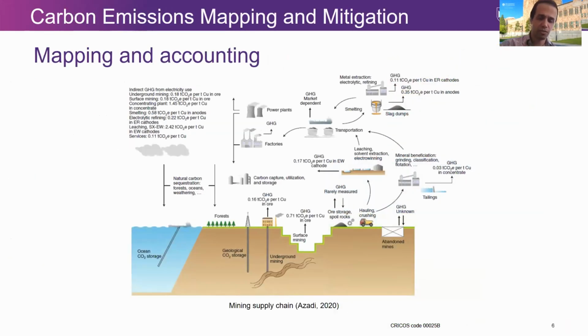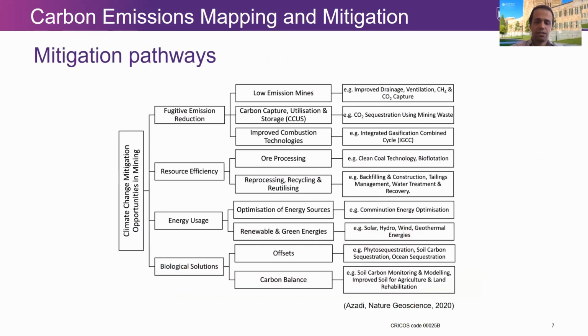Our approach for this project has two major aims. One is focused on first mapping and accounting for the emissions at various stages of the mining operations accurately, by taking into account different and specific variables controlling the emissions. And second, identifying appropriate pathways for offsetting and mitigation, which can help drive investments and research more effectively for better outcomes.